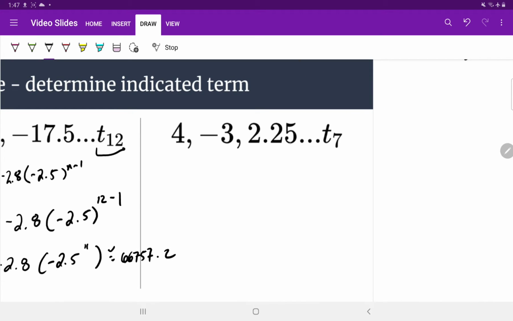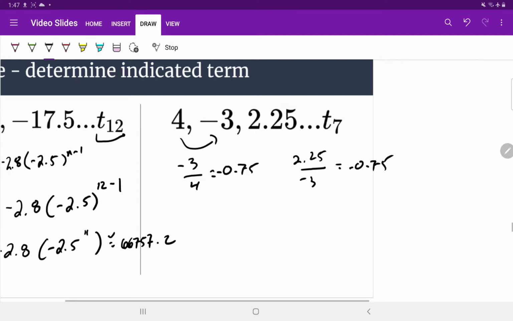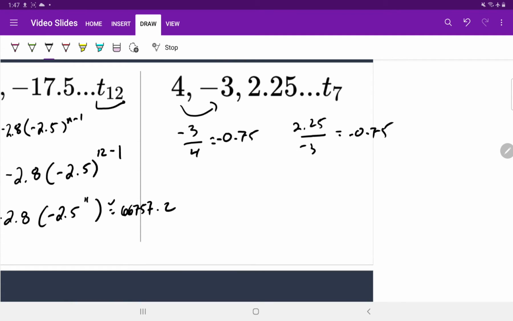Okay, let's try this one right here. So again, how am I going to define this one? Negative 3 divided by 4 gives me negative 0.75. Then 2.25 divided by negative 3 should be negative 0.75. So I'll do a double check. 2.25 divided by 3 gives me that 0.75. So negative 0.75, I've checked. So my common ratio is negative 0.75.